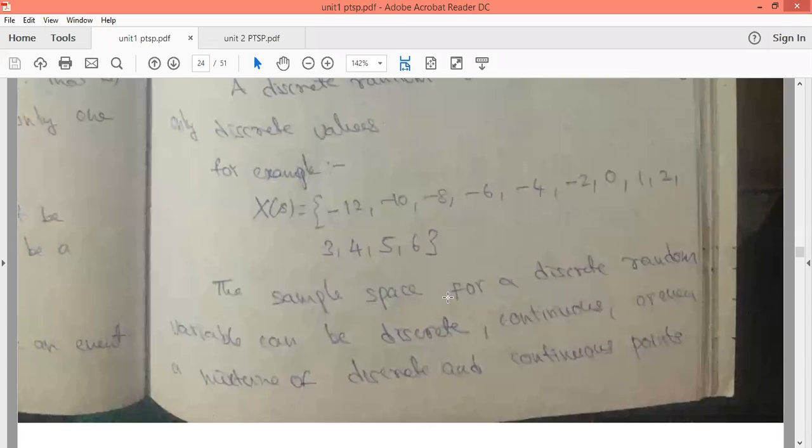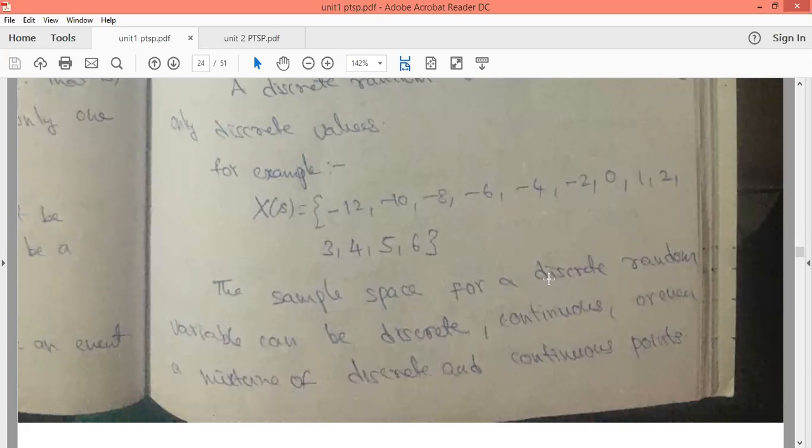So what is the sample space for this discrete random variable? We know that the outcomes of the sample space are mapped to real numbers, and that is why we get the random variable. So what is the input for this? It is the sample space. The sample space for a discrete random variable can be discrete, continuous, or even a mixture of these two, that is, discrete and continuous. How do you get a discrete random variable?